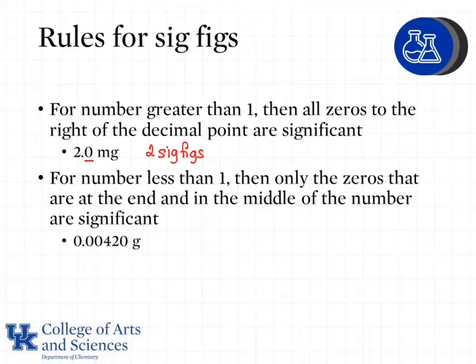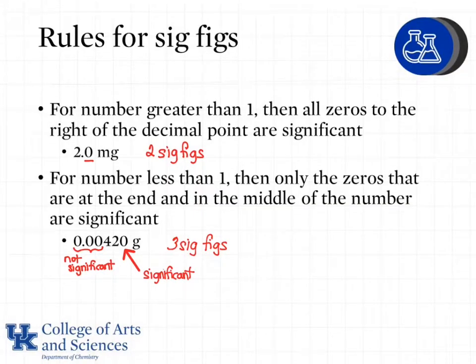For numbers less than 1, only the zeros that are at the end and in the middle of the number are significant. So when we look at the value 0.00420, we see that those first three zeros are not significant. Those are simply placeholder zeros. They're making sure that the 4 and the 2 are in the right decimal place. When we look at the 0 at the end, it is significant because it is a 0 at the end of the value after the decimal point. And that tells us we know that answer to that level of precision. And this value, therefore, has three significant figures: the 4, the 2, and the 0 at the end.